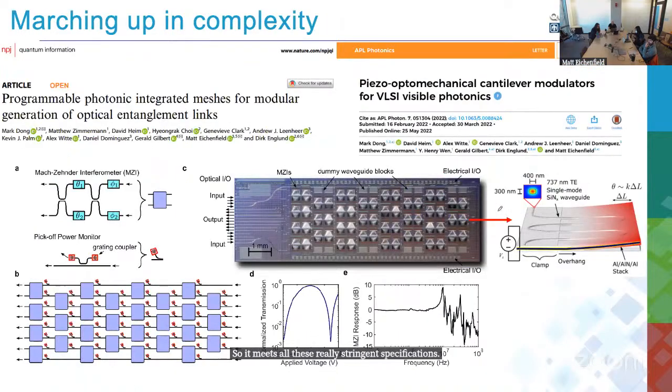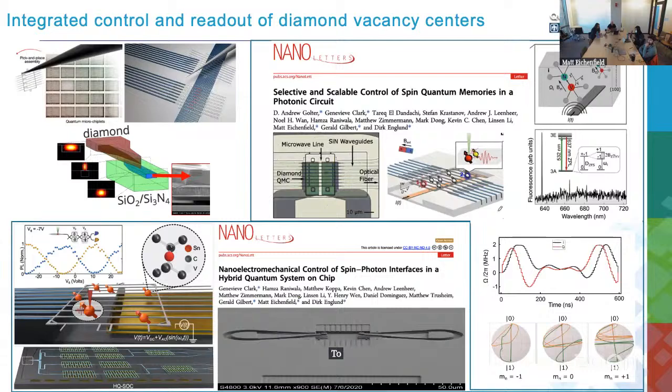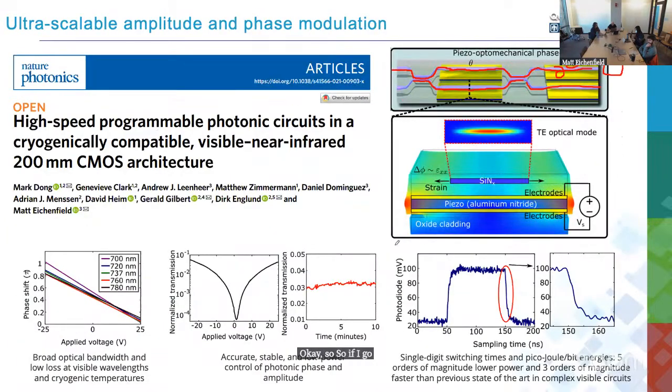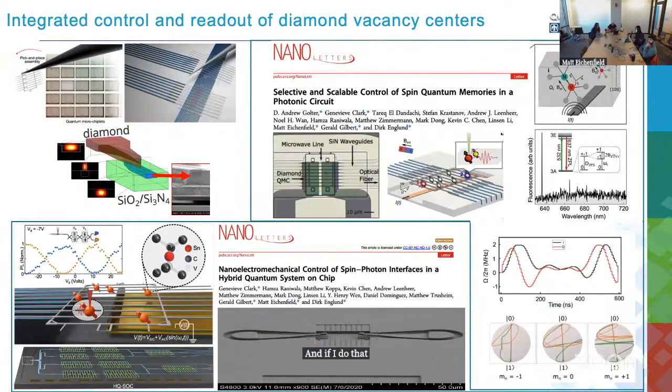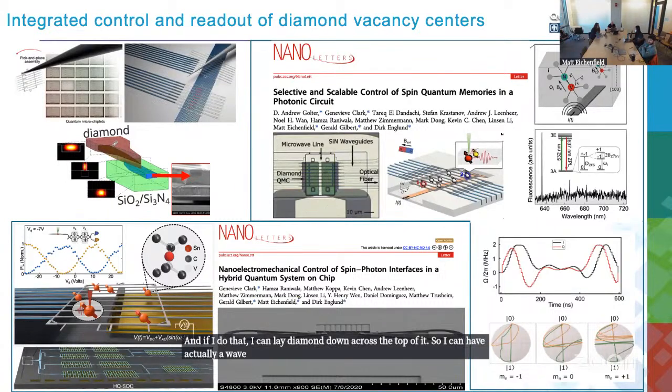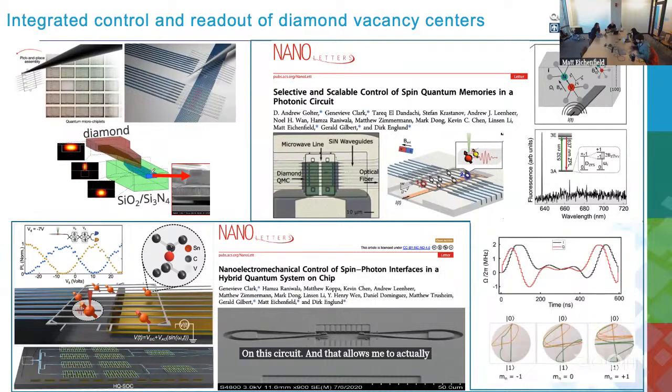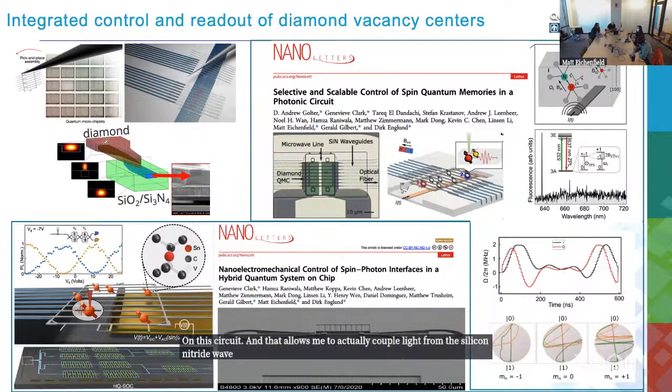I'll go ahead and skip this. Just say a little bit about this heterogeneous integration of diamond. Okay, so if I go back to here, you can see the silicon nitride is really close to that top surface. Well, it turns out that through those processes we described, we can etch away and actually remove all of the silicon dioxide over the top of that thing, okay? And if I do that, I can lay diamond down across the top of it. So I can have a waveguide fabricated out of diamond on a different chip, and I can place the diamond down on top of the silicon nitride on this circuit, and that allows me to couple light from the silicon nitride waveguides into the diamond and back with pretty high efficiency.